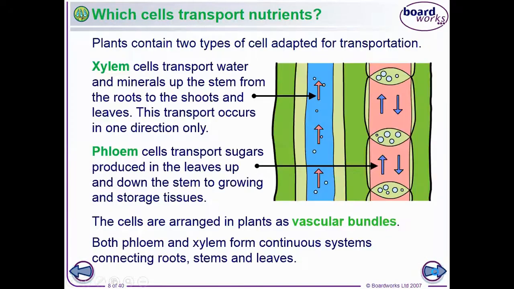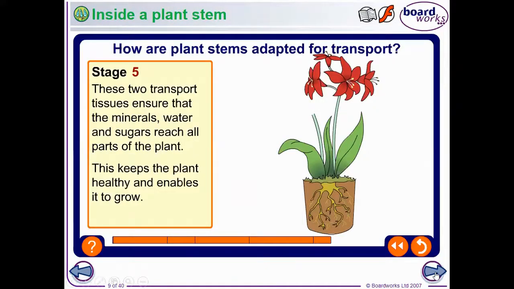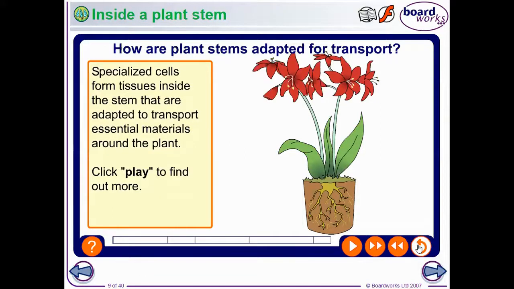How are plant stems adapted for transport? In the stems, you have specialized cells that form this tissue. And we have two types of tissue. We have the xylem tissue and we have the phloem tissue.